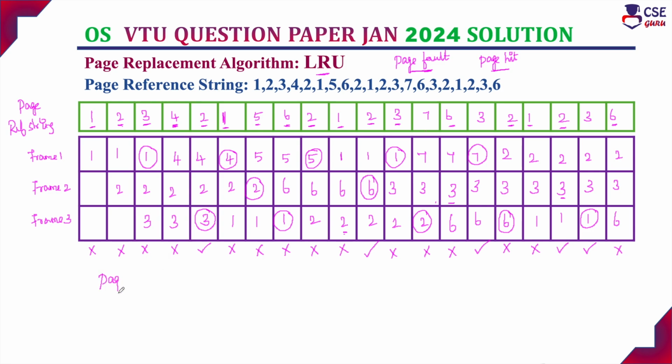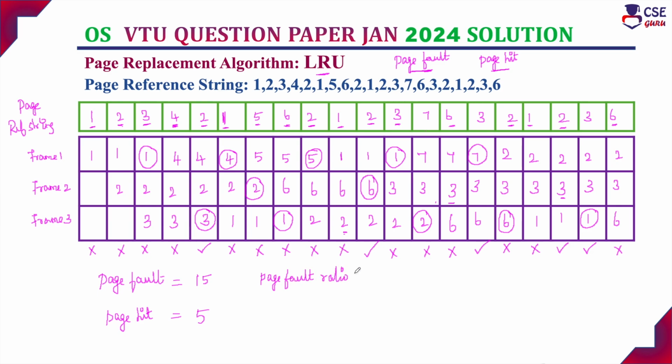So how many page faults are there here? The page faults, if you are counting, are 4, 9, 10, 12, 13, 14, 15 in number. And for page hits, obviously 20 reference strings have been given here. The remaining 5 are page hits. 1, 2, 3, 4, 5.